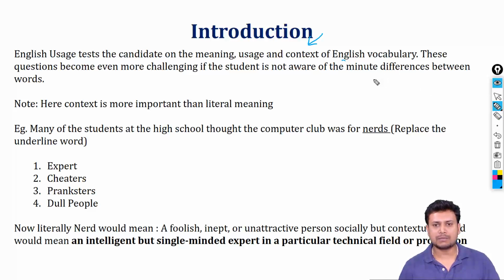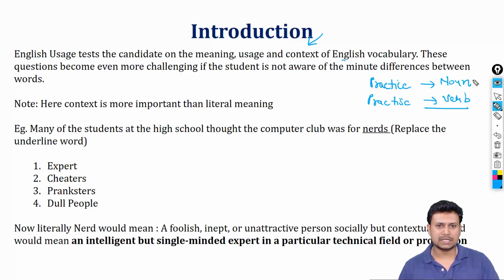usage. Like, for example, let's take a simple word like practice with a C and practice with an S. So the one with a C is always used as a noun. The one with an S is always used as a verb. Now, if I'm not aware about these minute differences, I might end up using the wrong word in the wrong place and therefore my usage will be incorrect. So that's why contextual English vocabulary is absolutely important when we are dealing with English usage.